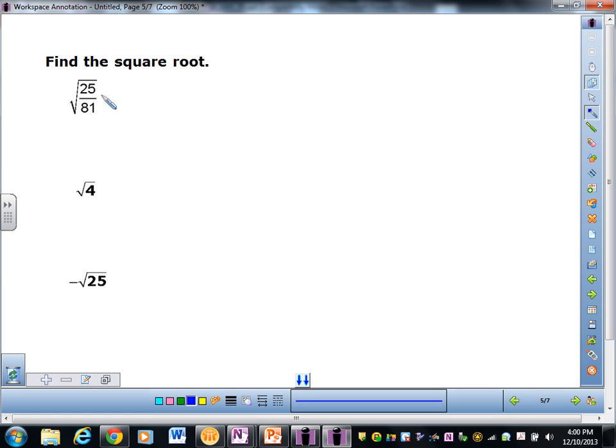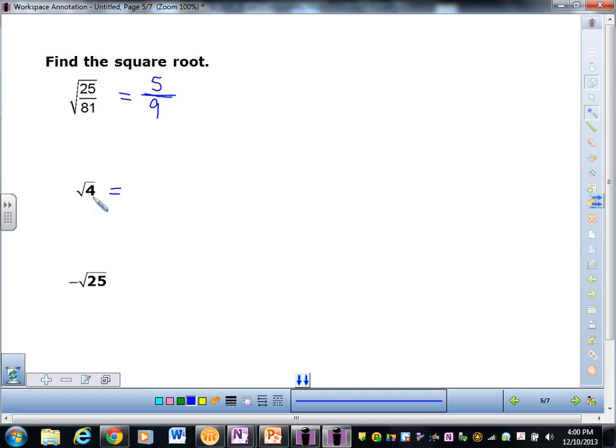So let's find the square root. Now, when we have fractions here, don't be scared. We just do the top first. So what's the square root of 25? Looking for that perfect square. What times itself equals 25? And 5 is correct. And then I just keep my division sign there like a fraction, and I do the 81. What times itself equals 81? And that would be 9. So the square root of 25 over 81 is 5/9.